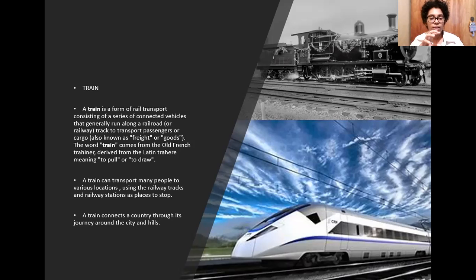And there is an addition here. The word train comes from old French trainer, derived from Latin and all of that, right? Pull or to draw. Now you don't have to say that. But I'm just saying, what is it? How did it start, right? How did the car come to Sri Lanka? How was it introduced? If you know things like that, I can add them, right? First make sure you tell what it is, right? After that you can say what it does. What is the function?